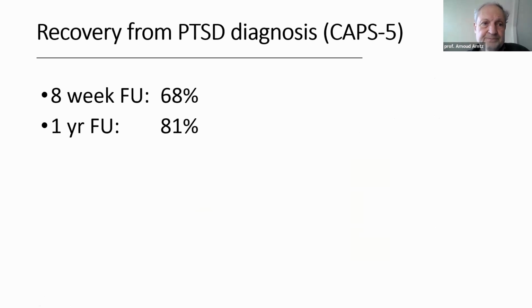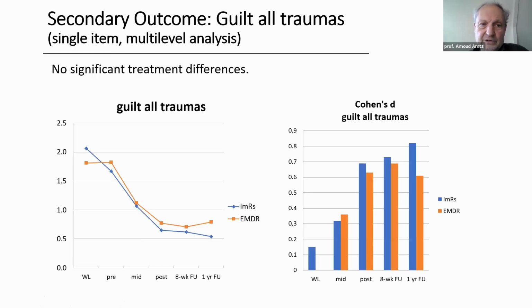And when you look at the recovery rates, it's 68% at 8-week follow-up and 81% at 1 year follow-up. So there's a further improvement also in recovery rates, extreme high recovery rates for both treatments. And you see similar patterns when you look at other secondary outcomes like guilt, feelings about all traumas. You see here that again, there is this sort of crossing in the effect sizes, in the long term tending to be higher for imagery scripting and half a treatment. So the short-term effects seem to be a bit stronger in EMDR.